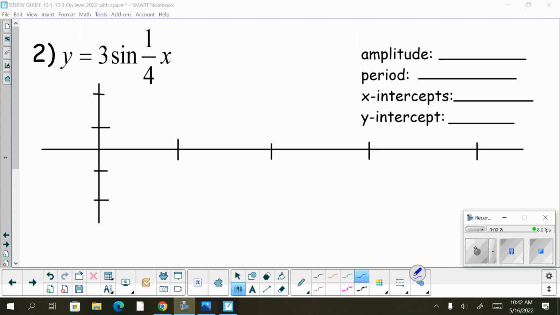Hello, math scholars. We're going to do number 2 next. What do you think the A value or the amplitude is? It is. What a scholar. All right, this one's a little bit trickier. The period is 2 pi over b. So you have to do 2 pi over 1/4.